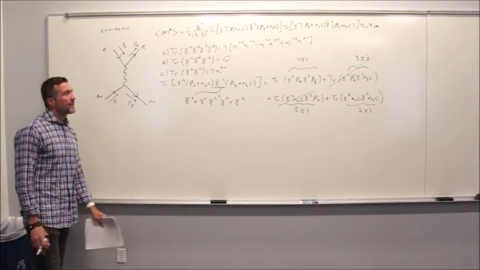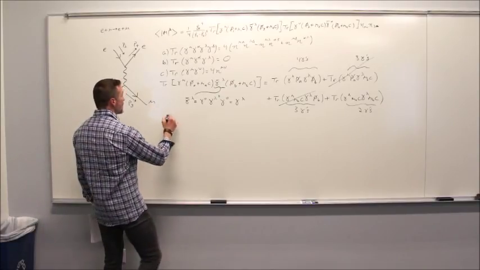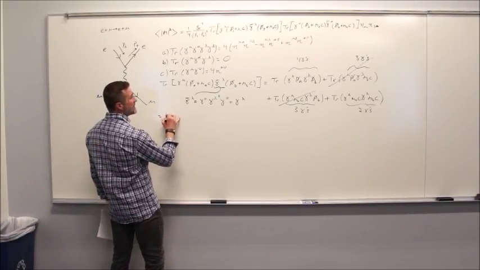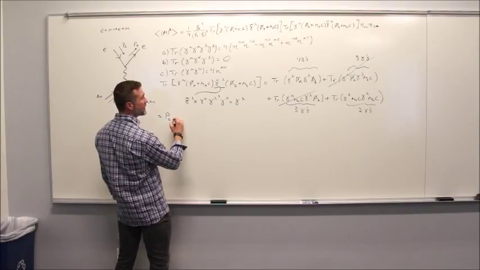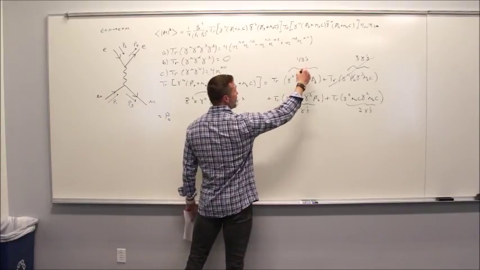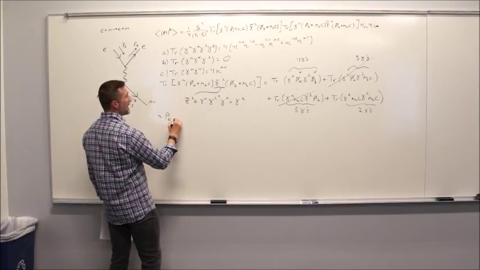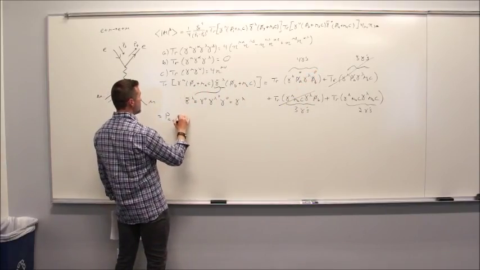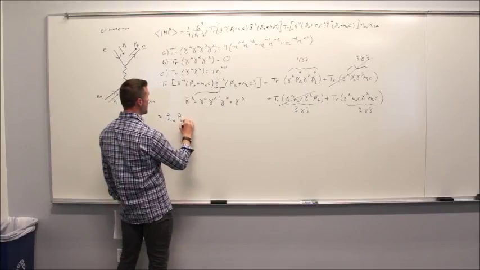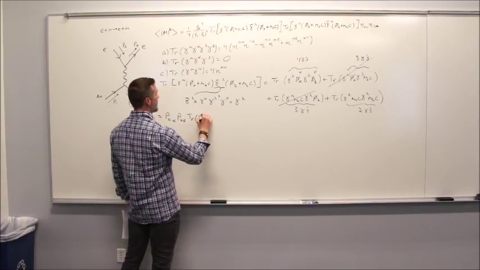All right? And then I can write what's left over as PA, and I'm just going to call the index here alpha and beta just to give them labels. PA alpha, PB beta, trace of gamma mu.